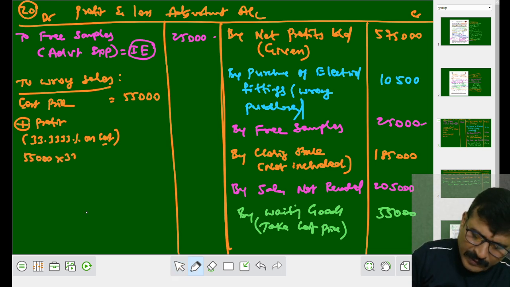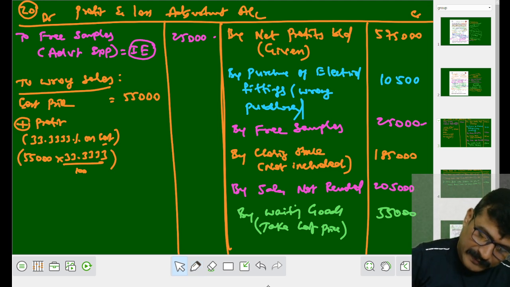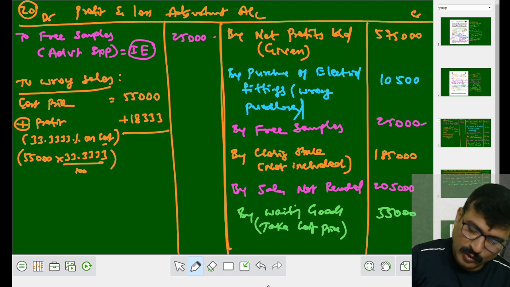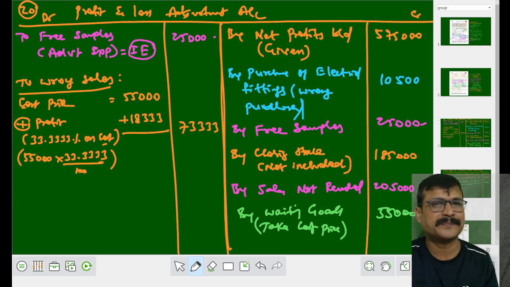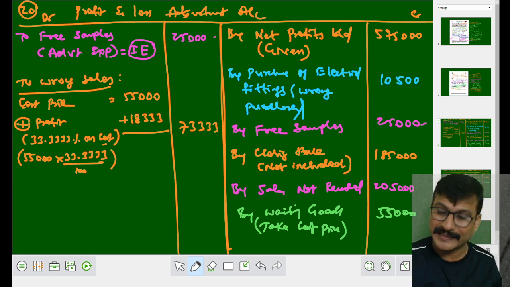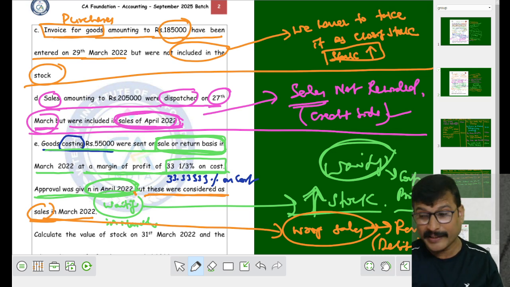55,000 into 33.3333 by 100, put it. Use a calculator and work it out. It comes to rupees 18,333, in total 73,333. Did you understand, my dear student? This completes all the points of your problem. So many things are there.